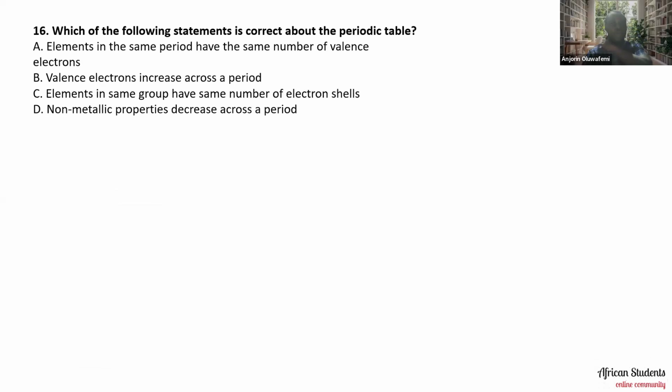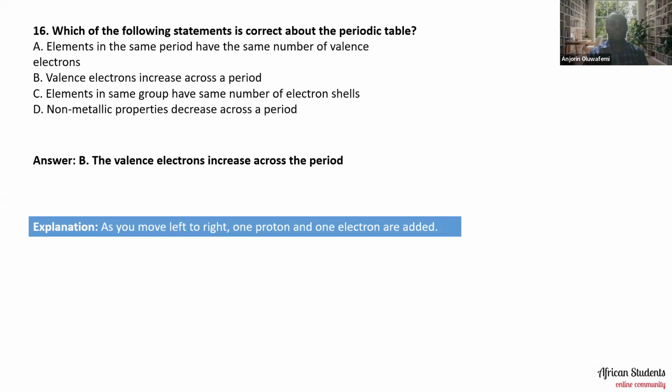Okay, so which of the following statements is correct about the periodic table? Is it option A, option B, option C, or option D? Okay, so the right option is option B. The valence electrons increase across the period. As you move left to right, 1 proton and 1 electron are added. Okay, so that's the right one there.